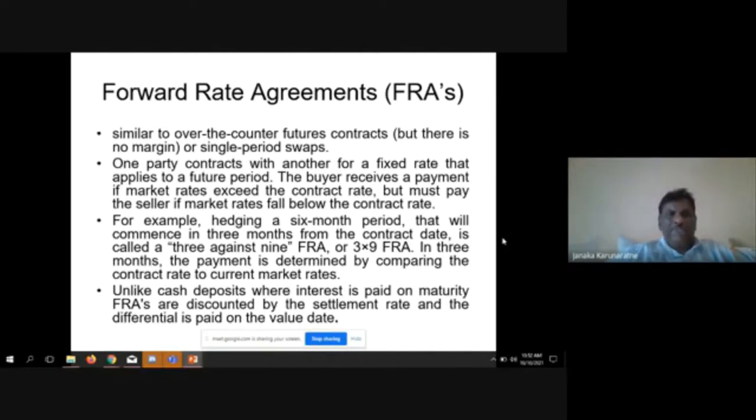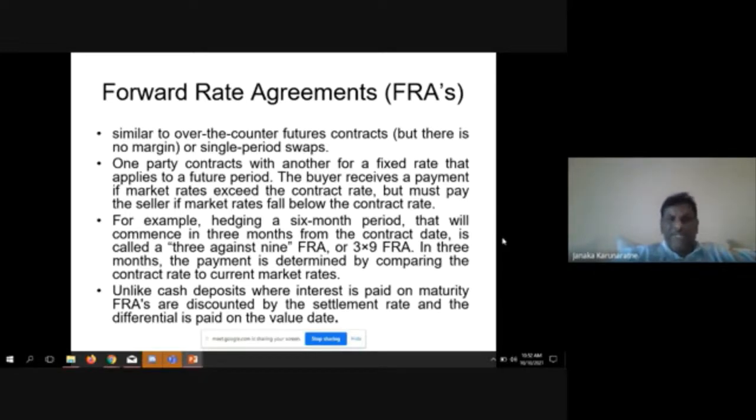So what happens is one party contracts with another party for a fixed rate that applies to a future period. The buyer receives a payment if market rates exceed the contract rate, but must pay the seller if market rates fall below the contract rate. So there is a contract between the two parties for a fixed rate, applying to a future period. That is again like a forward contract, but a little bit different.